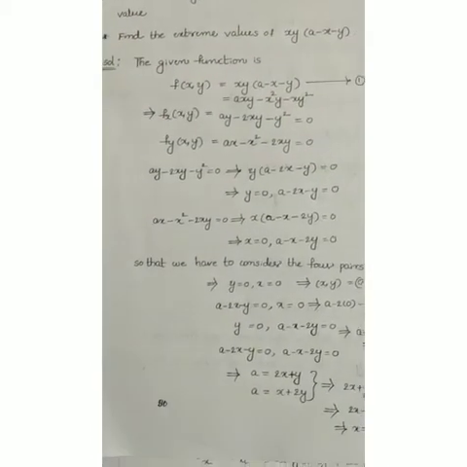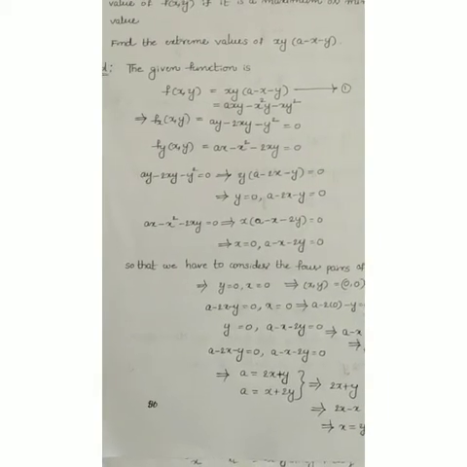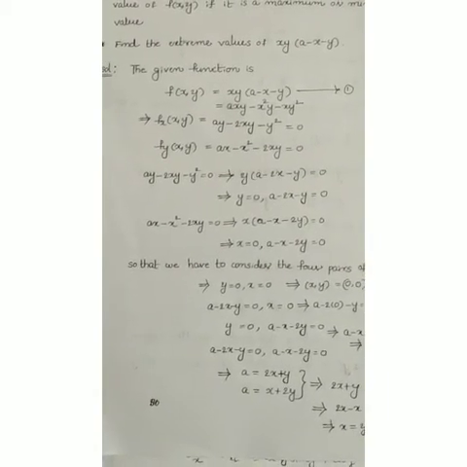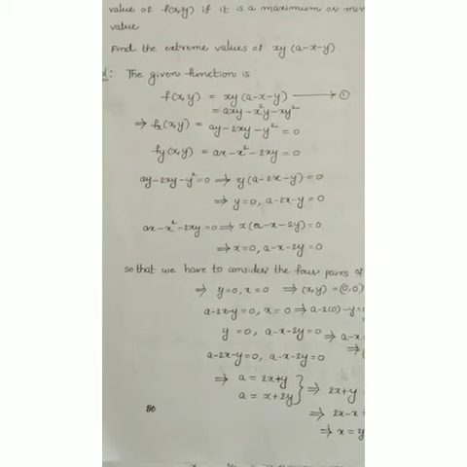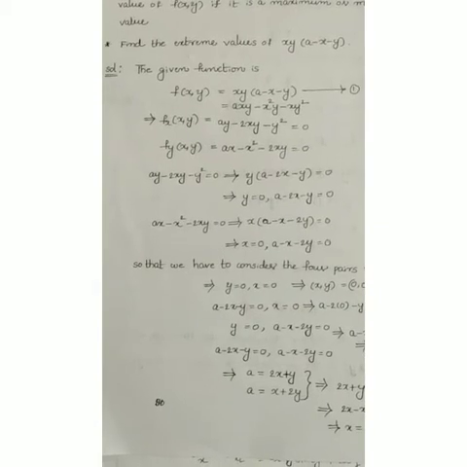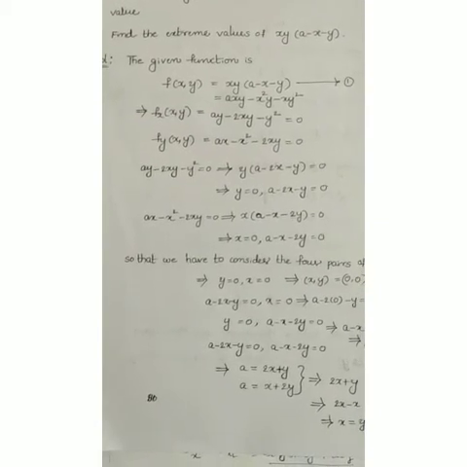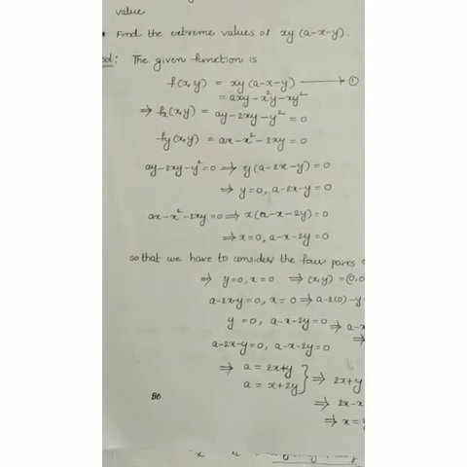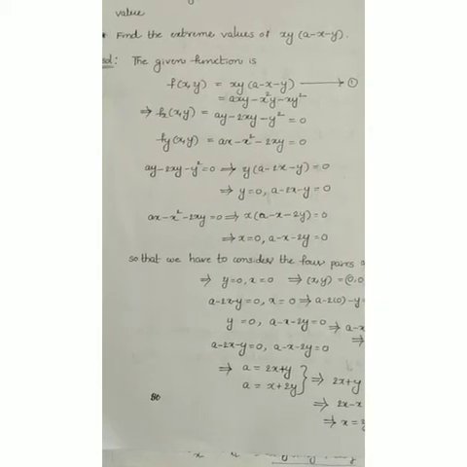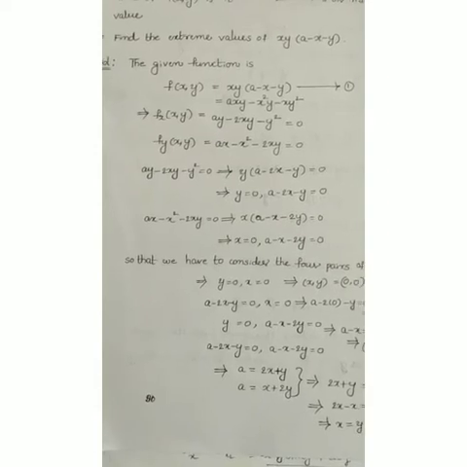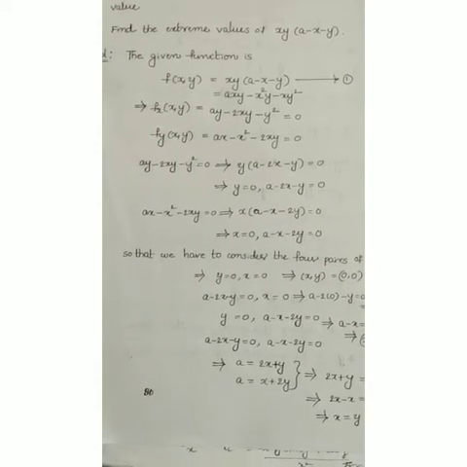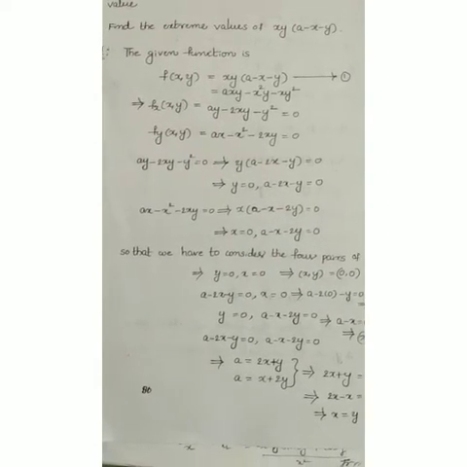Let us see the first question. Find the extreme values of xy into a minus x minus y. So this is the first question. Then the solution of this problem is, so here the given function is f of x comma y equal to xy into a minus x minus y. So this can be written as a into xy minus x square y minus xy square. So this is equation number 1.